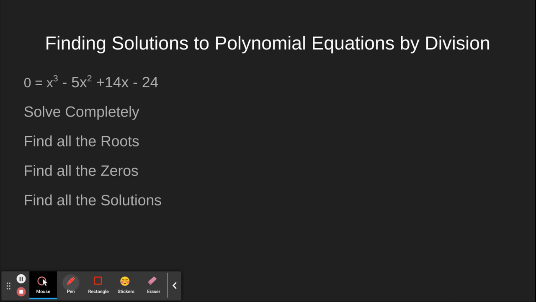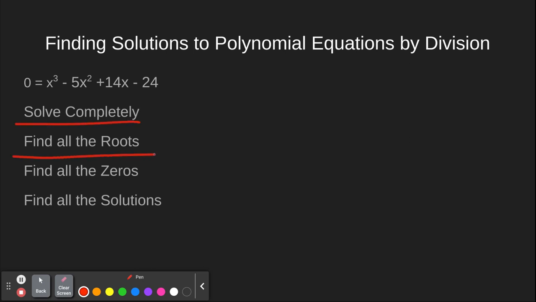Okay, now first, you might get confused about the directions. All of these things are synonymous. They're all saying the same thing. Solve it completely. Find all the roots. Find all the zeros. Find all of the solutions. They're saying find every number that you could put in for x that makes the right side equal to 0. But what they're really saying is there might be some imaginary ones too.